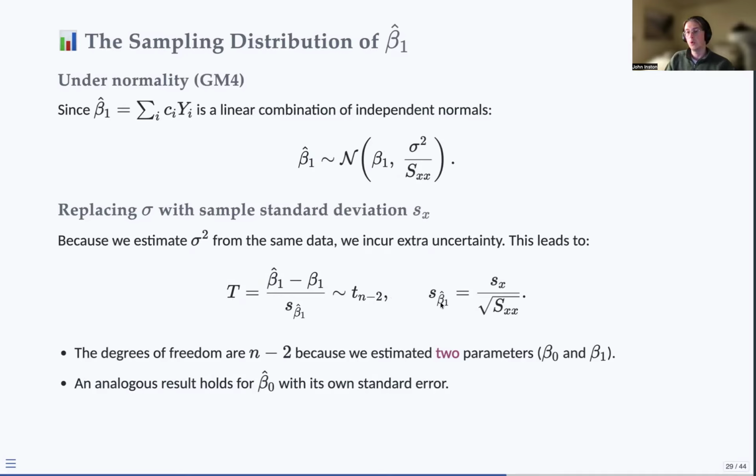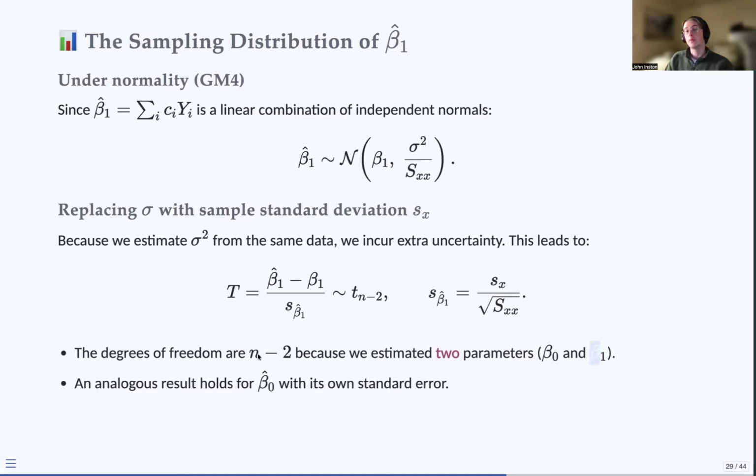And because we're using all of these parameters and estimators that we've estimated from the data, the resulting student t distribution has n minus 2 degrees of freedom, right? Because we've used beta 0 and beta 1 as our two parameters that we've already estimated. Okay, so this is a constant expression. It's always going to be n minus 2 for simple linear regression because we only ever compute beta 1 and beta 0.